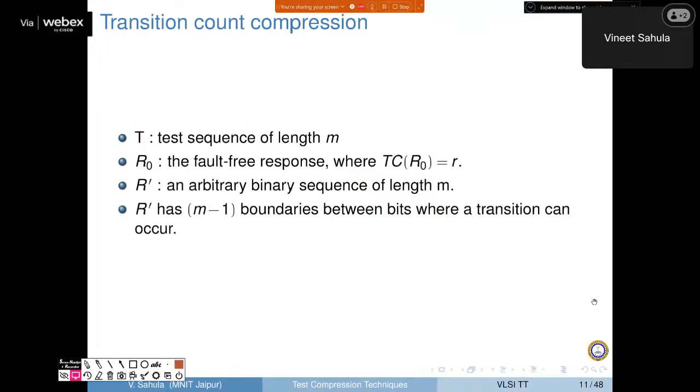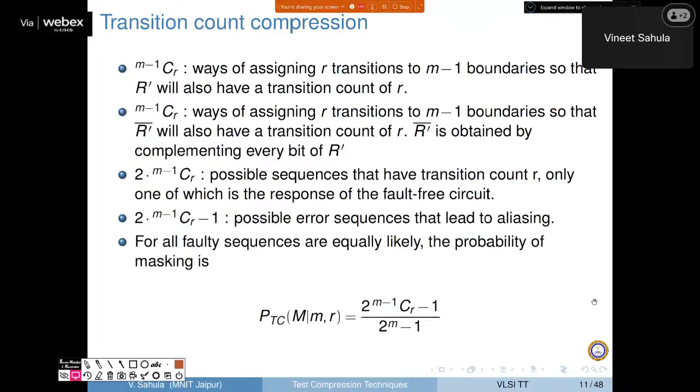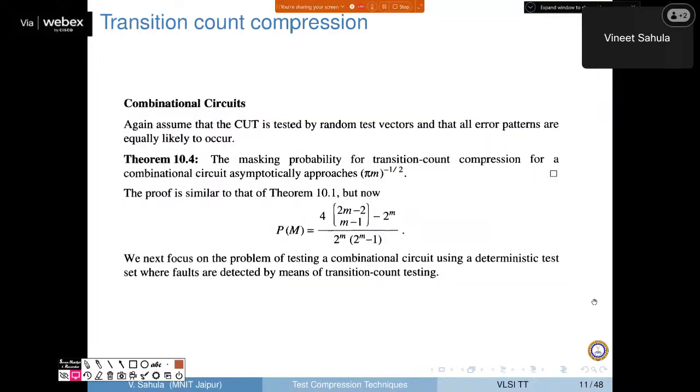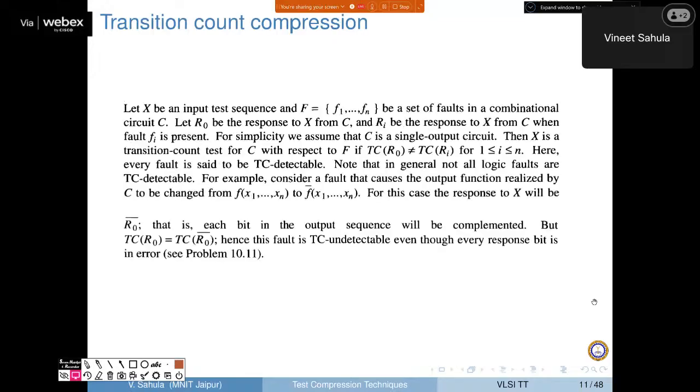So we can just do the analysis for transition count also, and the probability of aliasing would be this one, right? Twice of (m minus 1) C r divided by 2^m minus 1, right? You can just do analysis that way. Our main target today is the LFSR, linear feedback shift registers. So before starting that, I should complete that part.